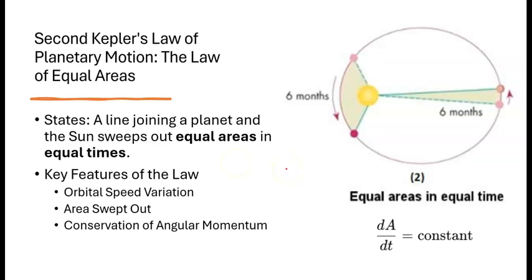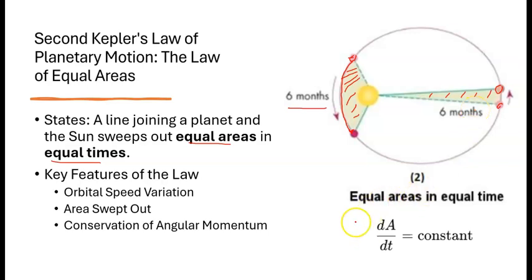Next we move to the second Kepler's law, also known as the law of equal areas. This second Kepler's law states that a line joining a planet and the sun sweeps out equal areas in equal time. Meaning that if this planet moves from here to here, it takes 6 months. This is the swept out area. This swept out area is equal to this swept out area, when the planet moves from here to here, which also takes 6 months. So this is the second Kepler's law.